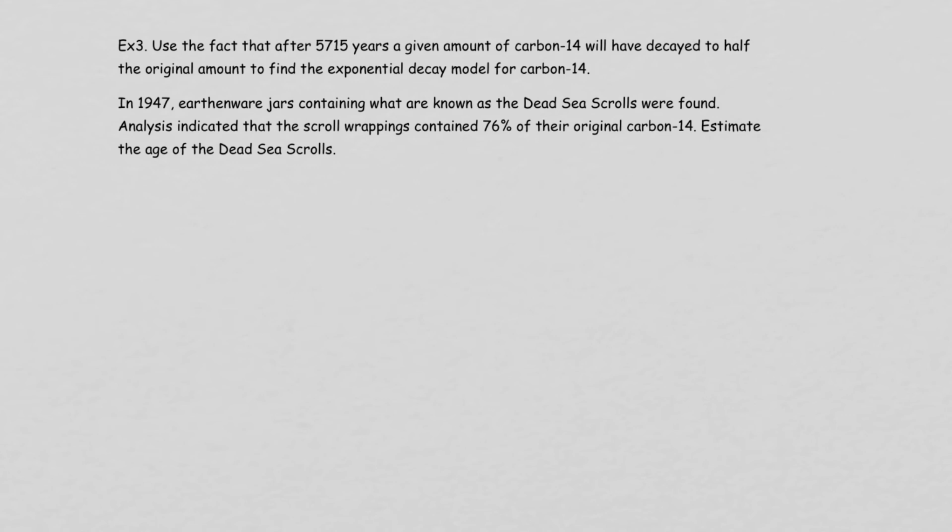So first things first, let's try to find the function. After 5,715 is going to be your t, right? And it said decay to half of the original amount. So if I say the original amount is 1, then half is going to be 1/2, right? So using that, it will be, again, A equals A sub 0 times e to the kt exponent.